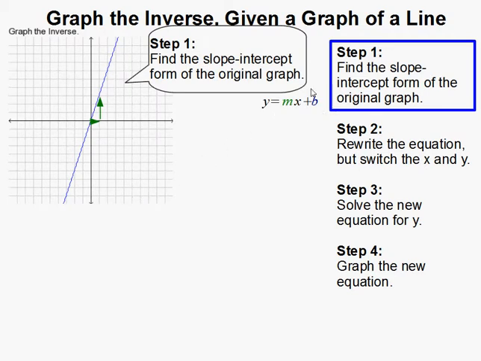So here's the general slope-intercept form of a graph. I substituted here, so 3 was my rise right here. My run was 1. And I put the 0 here because the y-intercept was 0. So here is the equation for this line.